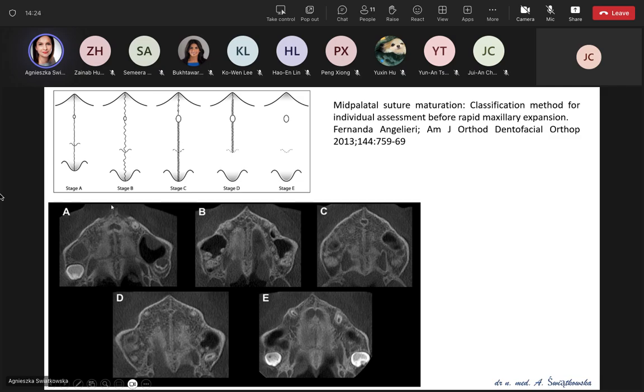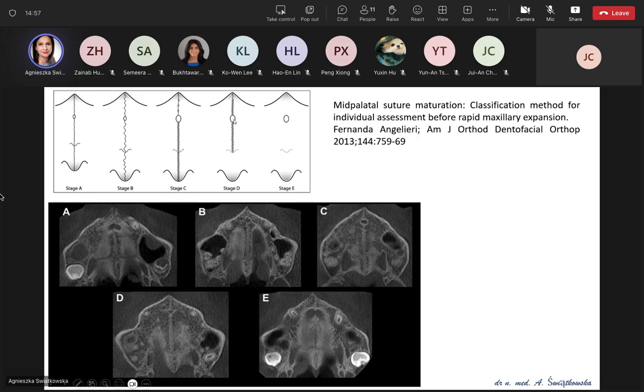And palatal suture could be in stage A, so it means that this is a very young patient. We can open this palatal suture, there's no problem. In stage B, it's more difficult to open, but still is possible. So we can use Hyrax or quad helix.